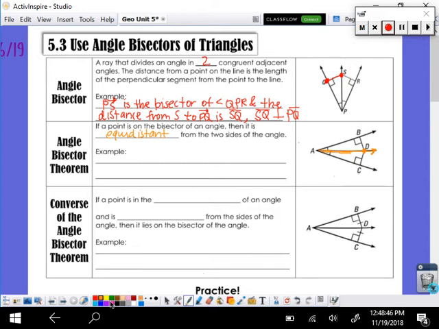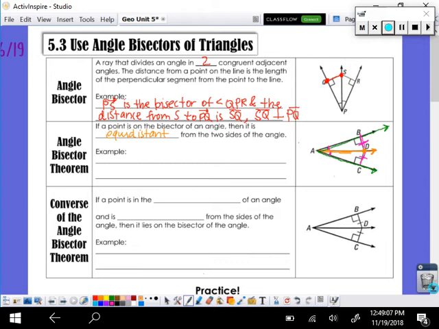So I know my two sides, we have ray AB, and ray AC. Since those two angles down here are equal, that means that D is going to be equidistant to both sides of the angle. So we would know that BD is the same length as DC.